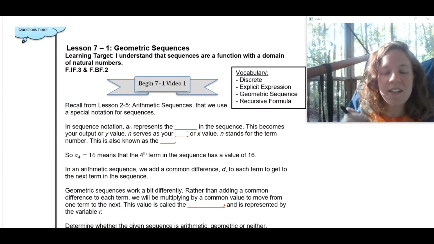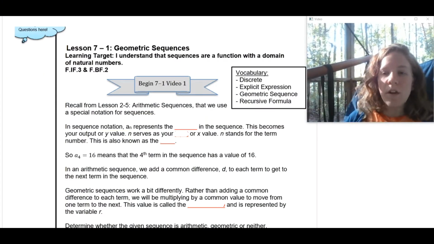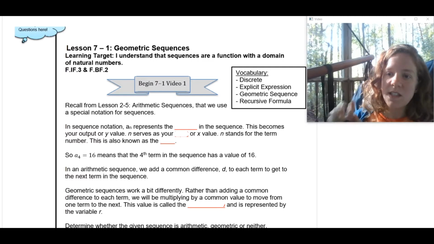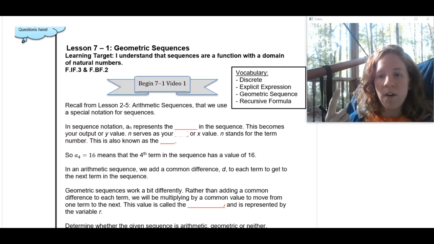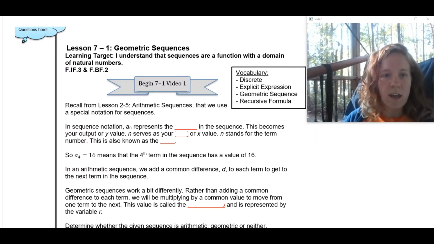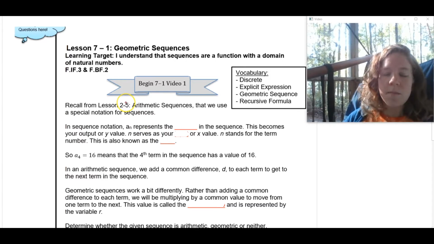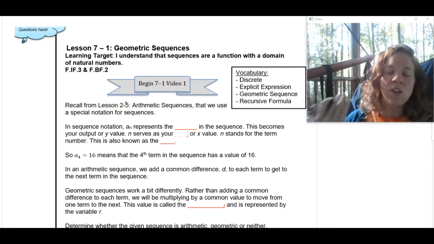Guys, welcome to Unit 7. In this unit we're going to be covering primarily exponential functions. This is the third and final kind of function that we're going to cover in the course. We've already covered linear, we've covered quadratic, and now we're going to talk about exponentials in detail. We're going to start by looking at a new kind of sequence.